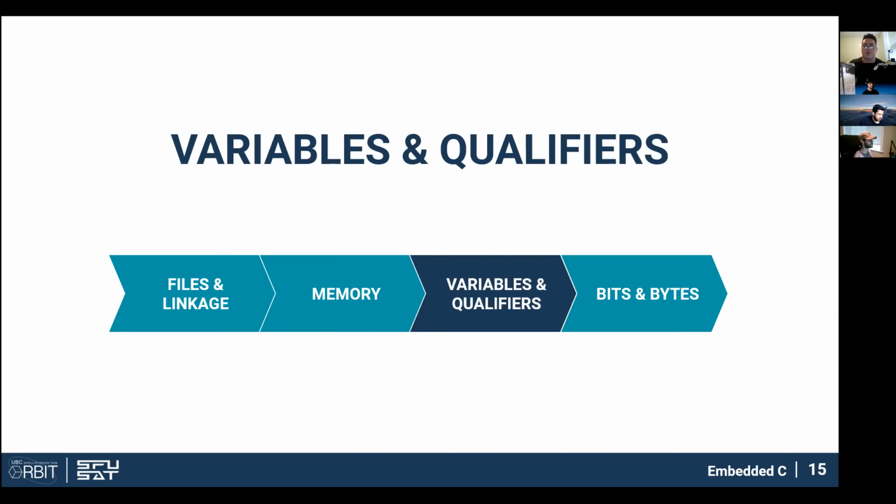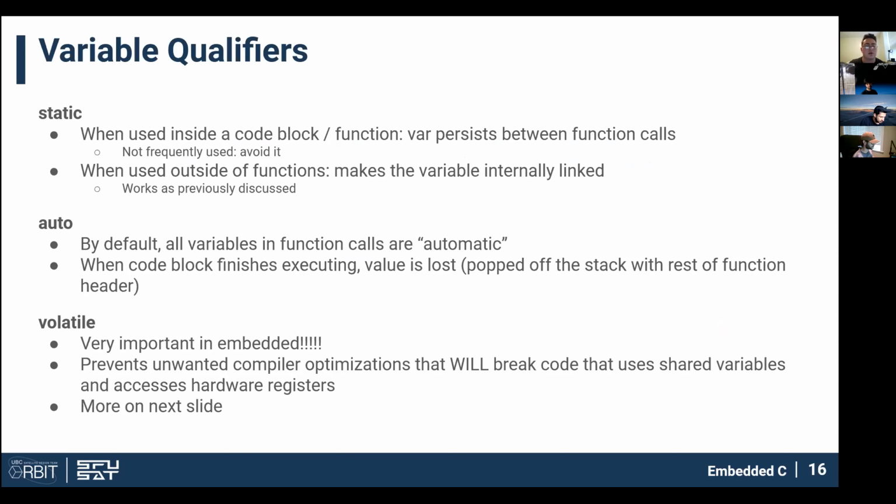So now I'm going to talk about variables and qualifiers. First off, let's talk about the different qualifiers that go into a variable definition. I'm going to talk about 3 main ones: static, auto, and volatile. I mentioned earlier that static has multiple uses. It has 2 different meanings, and now I'm going to explain exactly what I mean here.